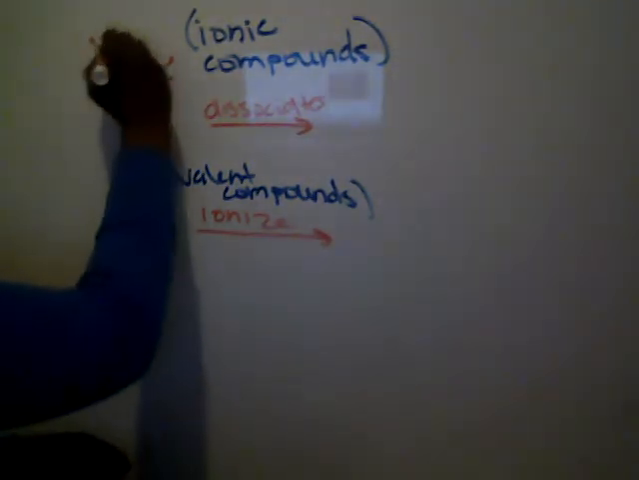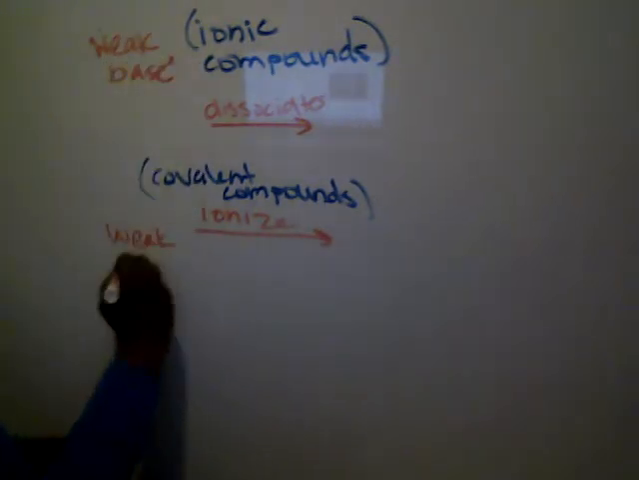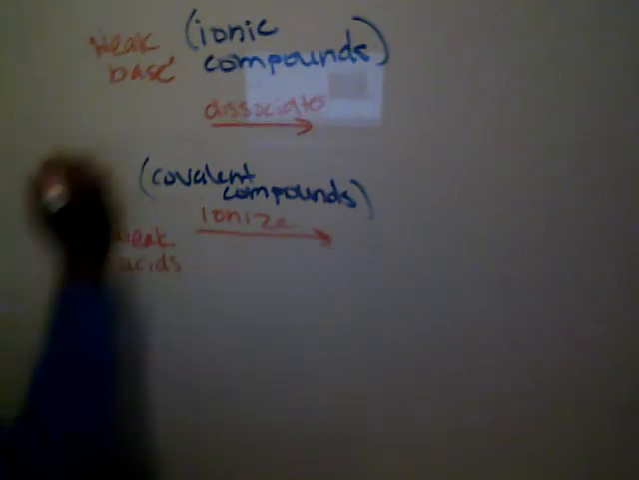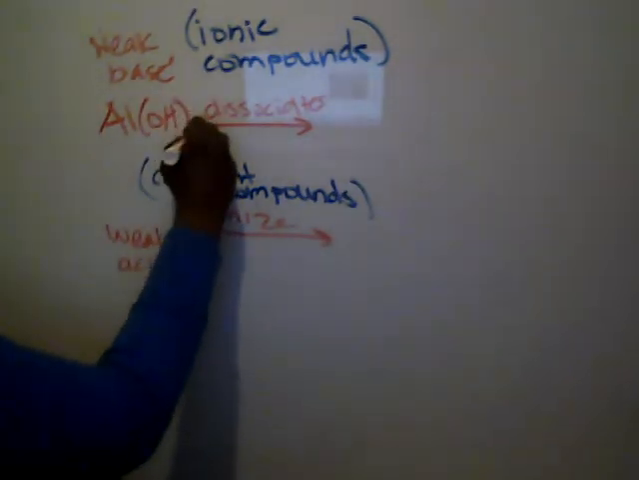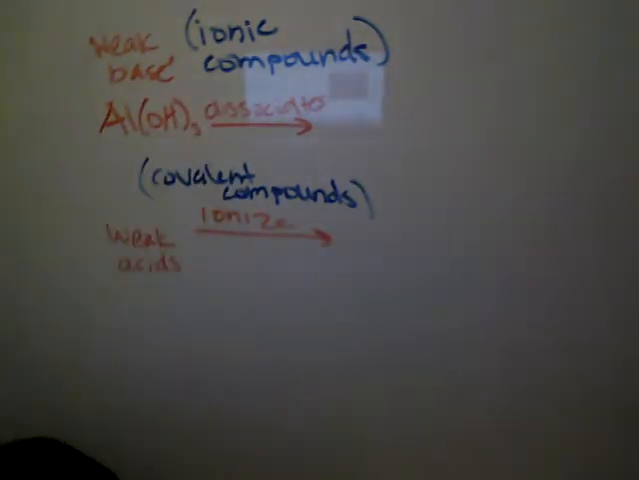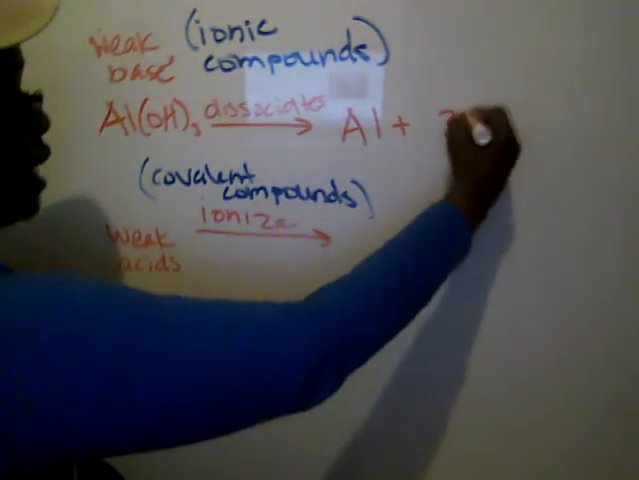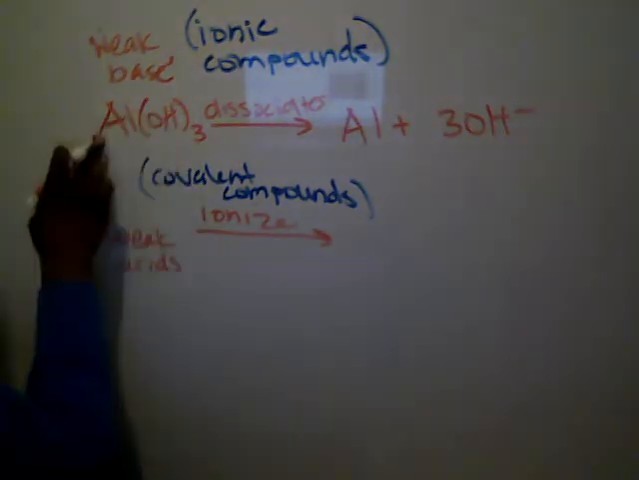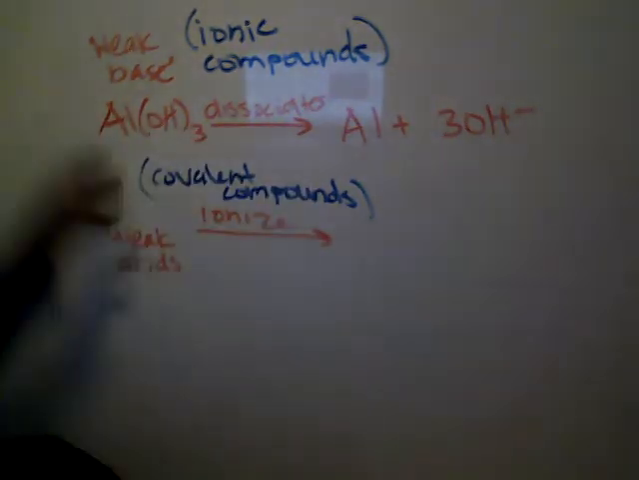So let's look at weak bases and weak acids. A weak base would be any base that has a metal that's not from those first two columns. So let's say we have aluminum hydroxide. That's going to break apart into aluminum and 3 hydroxides. And this 3 came from the fact that aluminum had a +3 charge. But that breaks apart this way, but it's a weak base.